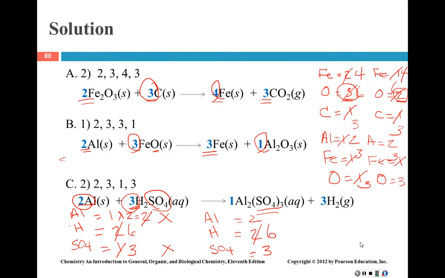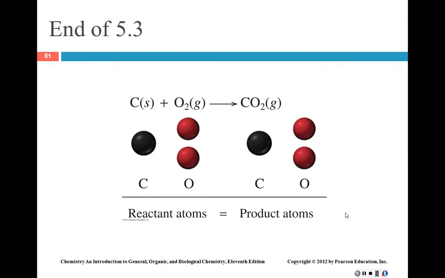Okay, so you may be able to do this just by looking, or when you're first starting out, it's usually a really good idea to take inventory. Whichever way you do it though, don't forget that you need to go back and check it and make sure that you're balanced, that you didn't miss something.